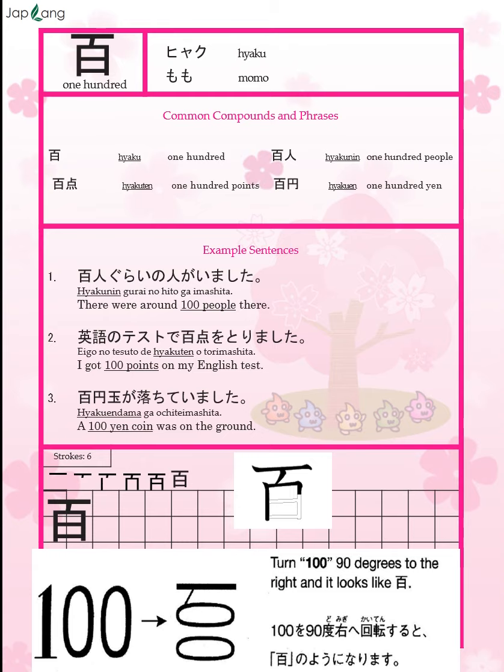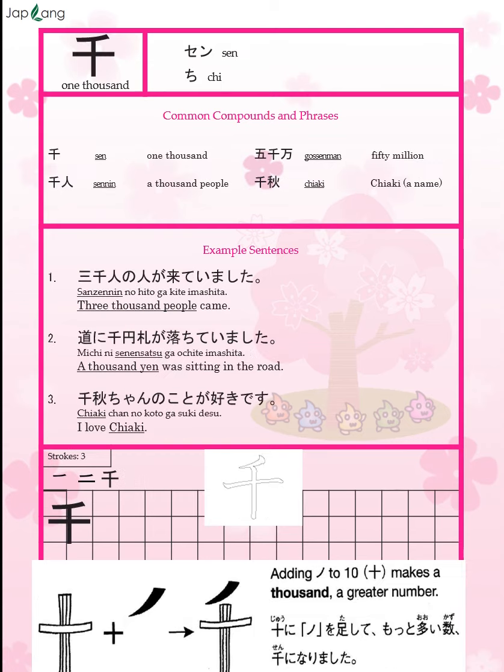All right, eigo no tesuto de hyakuten o torimashita. I got 100 points on my English test. Probably those people who are learning Japanese from us can confidently say nihongo no tesuto de hyakuten o torimashita. We got 100% in the Japanese test, etc. All right, so turn 90 degrees to the right, and it looks like hyaku. You can just try writing with this.